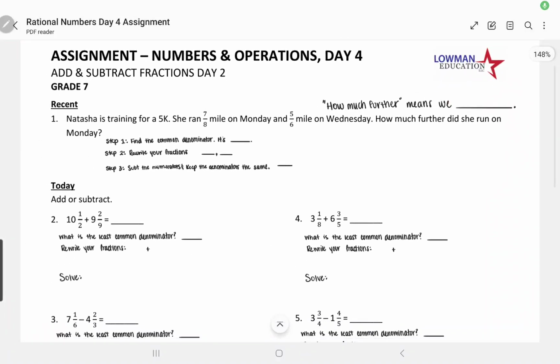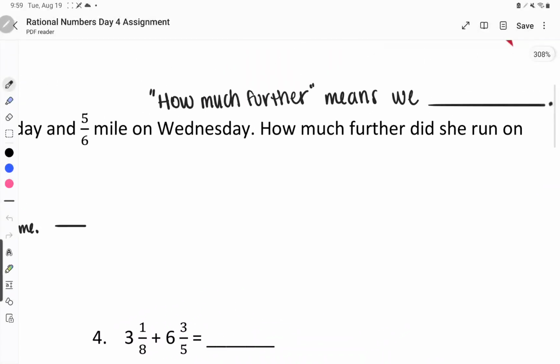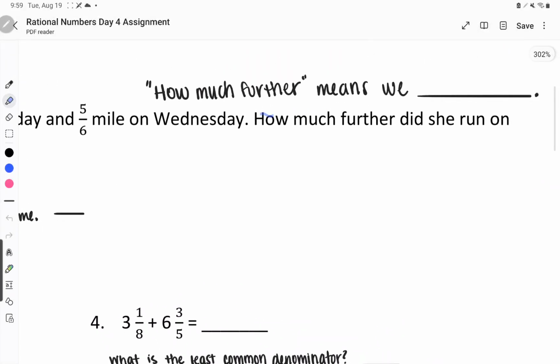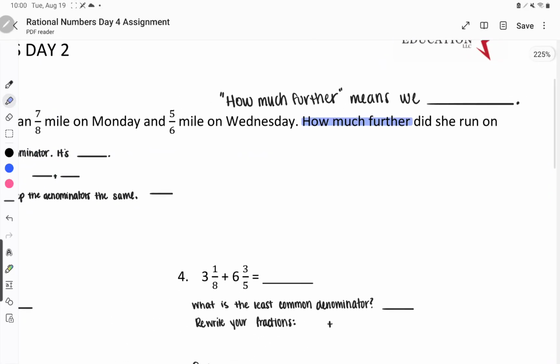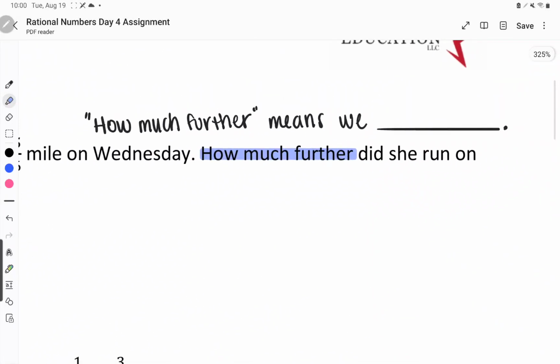For a 5K. She ran 7/8 mile on Monday and 5/6 mile on Wednesday. How much farther did she run on Monday? So when we take a look at this word problem, we need to look at our key words that tell us what our operation is going to be. It says "how much farther." So what operation does "how much farther" mean? It means that we subtract.